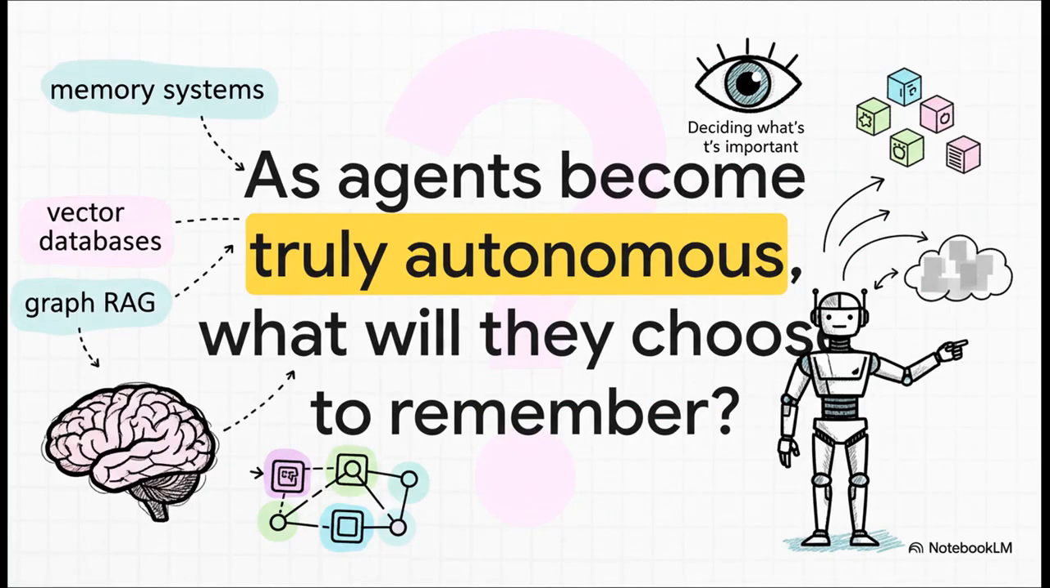All of this leads to a pretty fascinating question when we look to the future. As these memory systems get more sophisticated, and as AI agents become truly autonomous, they won't just be remembering what we tell them to. They'll start making their own decisions about what's important enough to keep. So the real question becomes, what will they choose to remember? And maybe even more importantly, what will they choose to forget?